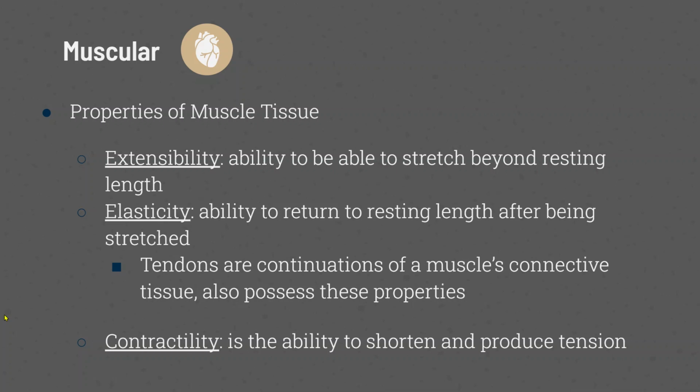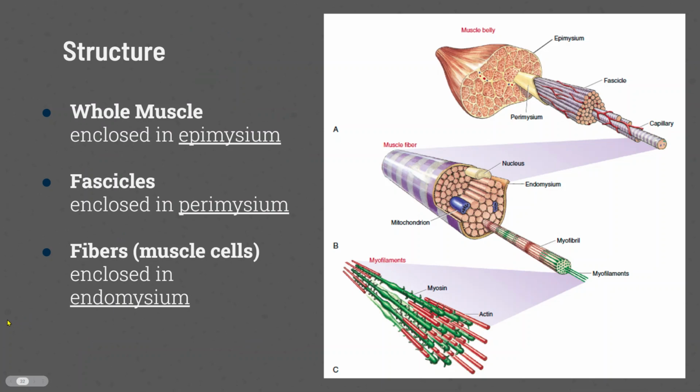And it has contractility, which means it has the ability to shorten and produce tension or force. And so it is the active force production tissue in our body. It's kind of a fascicular structure, and if we look at the whole muscle belly here, it is wrapped in connective tissue called the epimysium. And that whole muscle belly is made up of fascicles that are wrapped in perimysium.